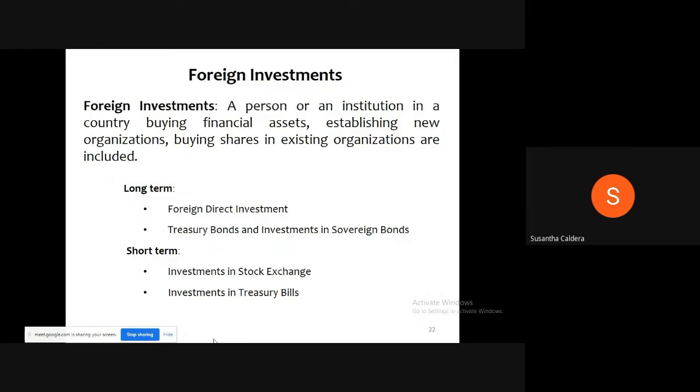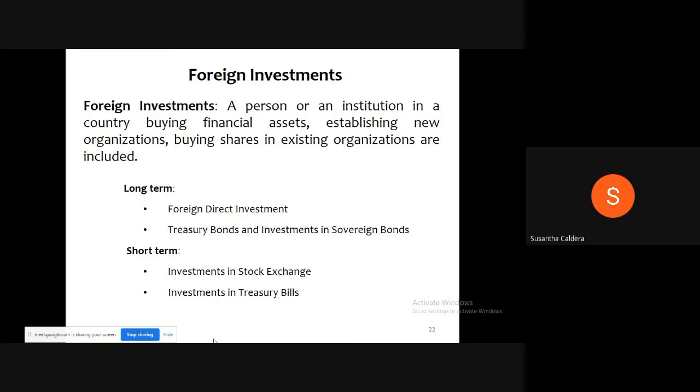Foreign investments: a person or an institution in a country buying financial assets, establishing new organizations, buying shares in existing organizations are included in foreign investments. When foreigners come, that's how they do it, right? They establish new organizations, new companies. They buy shares in existing organizations. The long term is foreign direct investment. Treasury bonds and investments in sovereign bonds. Short term investment in the stock exchange and investment in treasury bills.